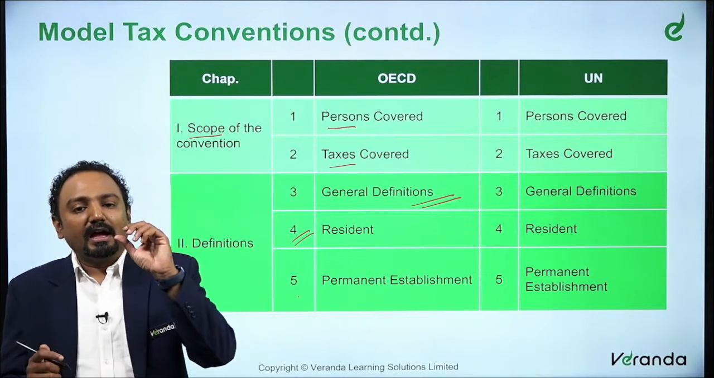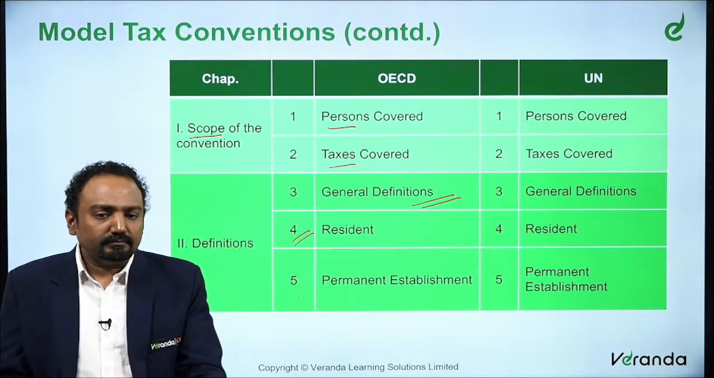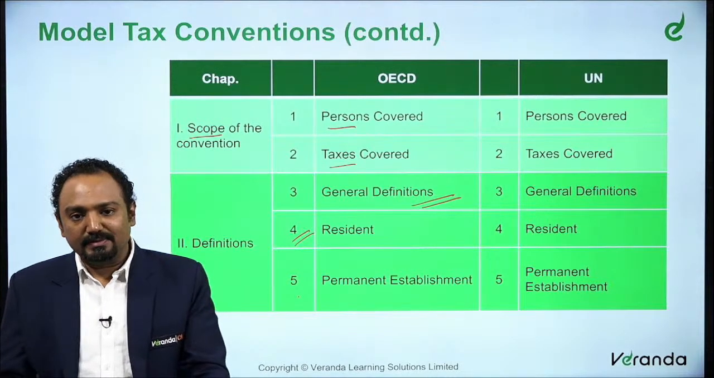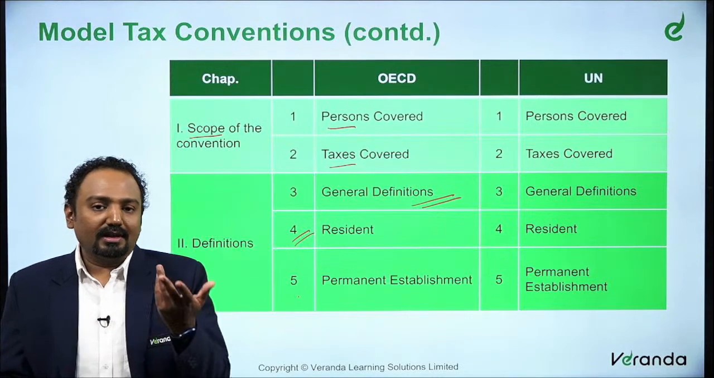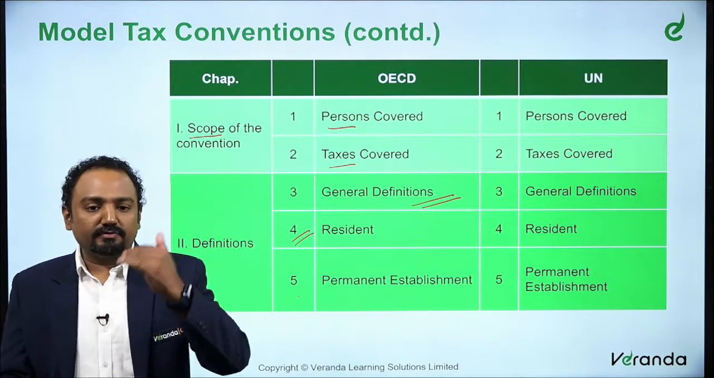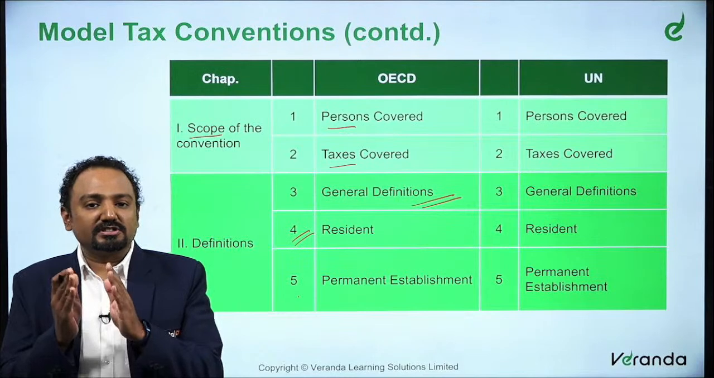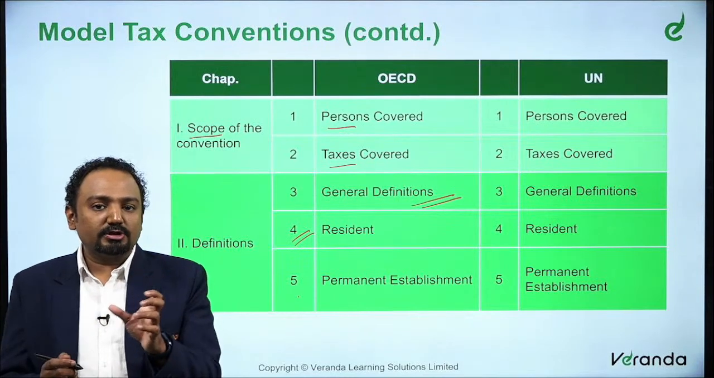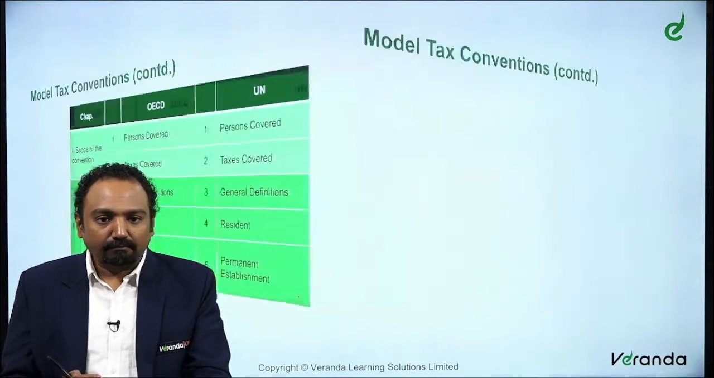It gives you specific business scenarios. When will that be called a permanent establishment? Let's say a construction business, or what you call a dependent PE. So there are a few categories of business transactions covered in this permanent establishment article, article 5. We will be seeing that also in a separate slide.